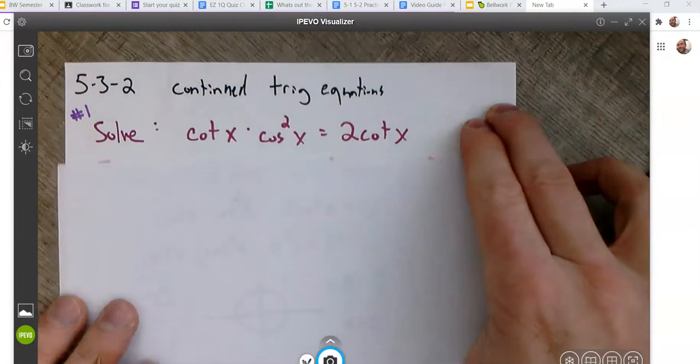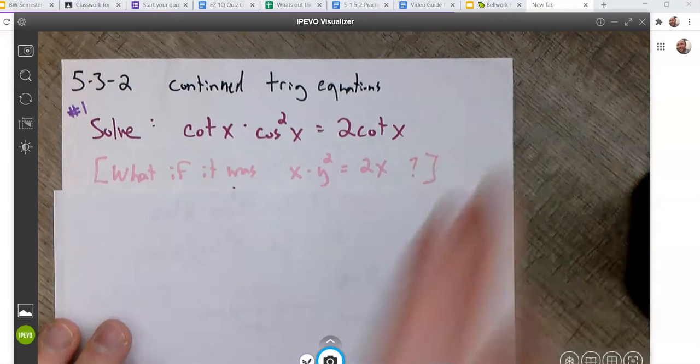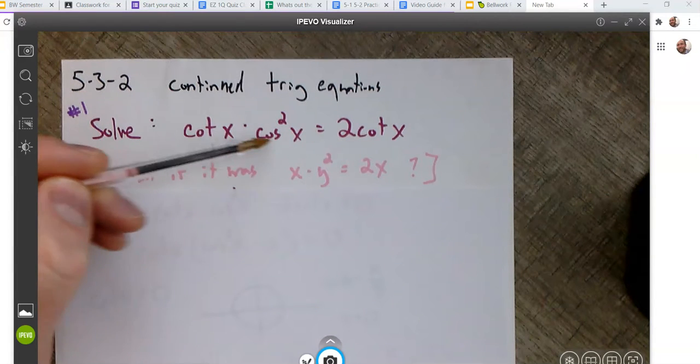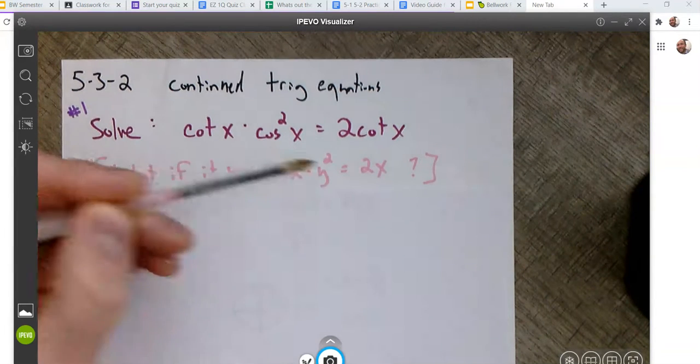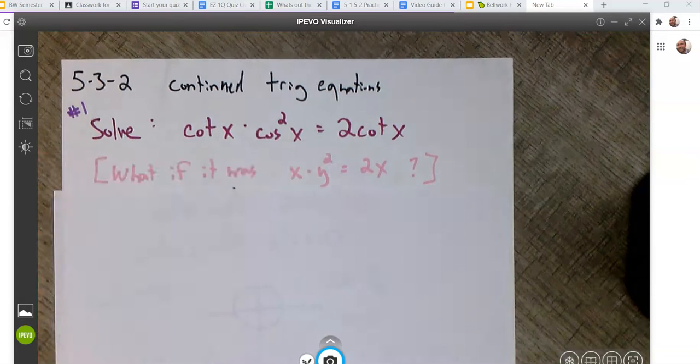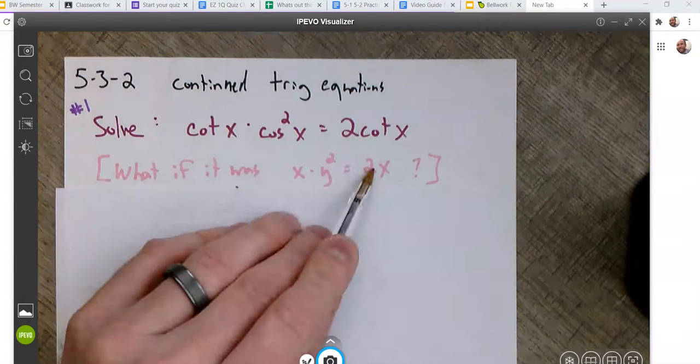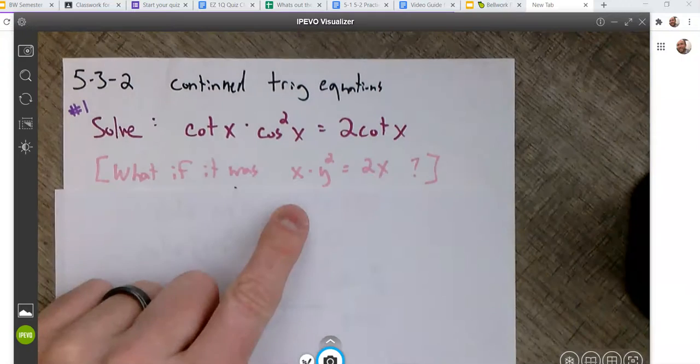Okay, we're back. Sometimes it's helpful to strip away all the trig stuff and say, well, what if these were just variables? What if my cotangent x was just an x? And what if my cosine x was just a y? That would be y squared. What would I do with this thing? And if you said, hopefully you said, subtract the 2x over to the other side. What's going to be common here?